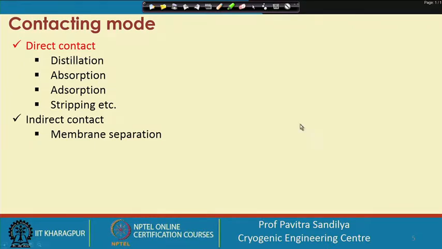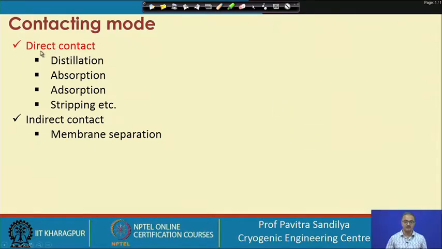Now there are various modes of contact. Either we can have direct contact, and direct contact is used in distillation, absorption, adsorption, stripping, etc. Whereas we can also have indirect contact, that is through membrane separation, about which we have learned separately. So in this particular lecture we shall be focusing on only the direct contact mass exchangers.